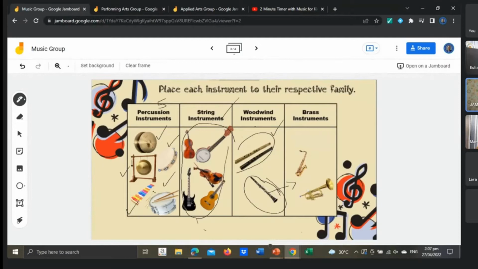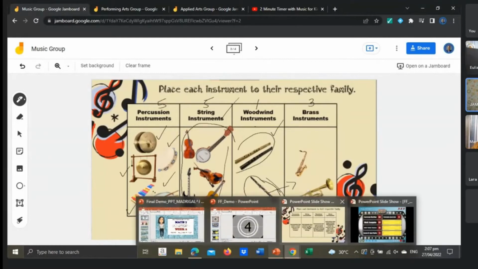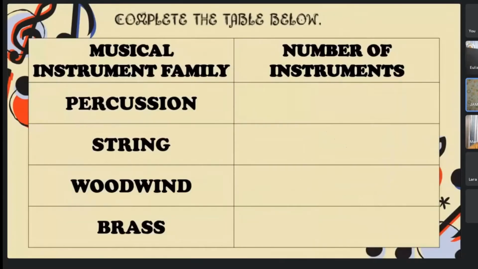Okay, so we have here the percussion instrument. We have 5. In string instrument, we also have 5. Woodwind, we have 1. And the brass instrument, we have here 3. So now let's proceed again to our presentation. Let's try to complete the table here. So we have here the musical instrument family and its number of instruments. So how many instruments are in the percussion family? Anyone? Yes, Alexa. 5 po. Okay, we have here 5.